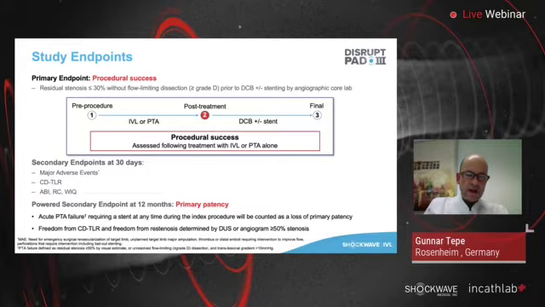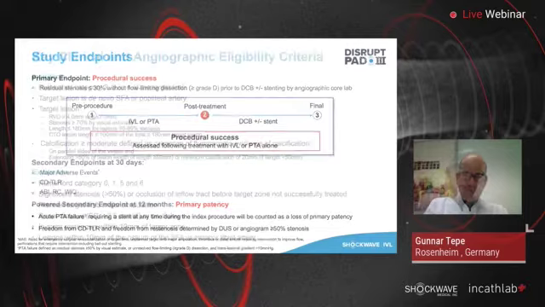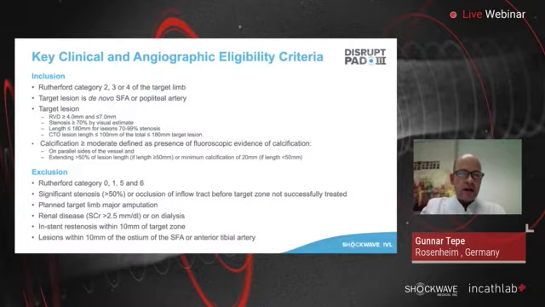Then there were secondary endpoints at 30 days: major adverse events, CD-TLR, ABI, Rutherford category, and the Walking Impairment Questionnaire. After 12 months, primary patency was assessed, but this is not part of this talk. Next slide, please. This is a summary of the key clinical inclusion and exclusion criteria. Patients with Rutherford category 2 to 4 were allowed in that study. It had to be a de novo lesion in the SFA and the popliteal artery.